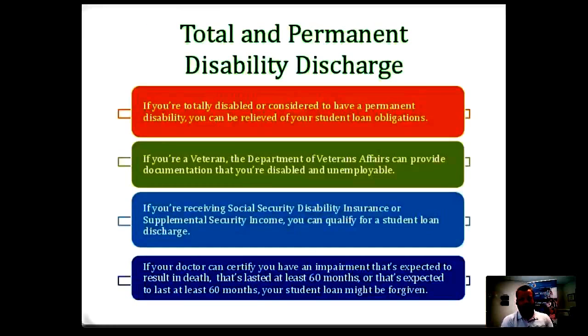But if you're a veteran and the Department of Veterans Affairs can provide documentation that you're disabled or unemployable, that's another one. If you're receiving Social Security disability insurance or supplemental security income, you may qualify for student loan discharge. Or if your doctor can certify you have an impairment that's expected to result in death or that's expected to last at least 60 months, okay? Your student loans may be forgiven. Unfortunately, that last one's a little bit morbid, but life happens, you know what I mean? That's unfortunate. But in most cases, for people who are permanently disabled, this is a really good option for you to look into, okay?